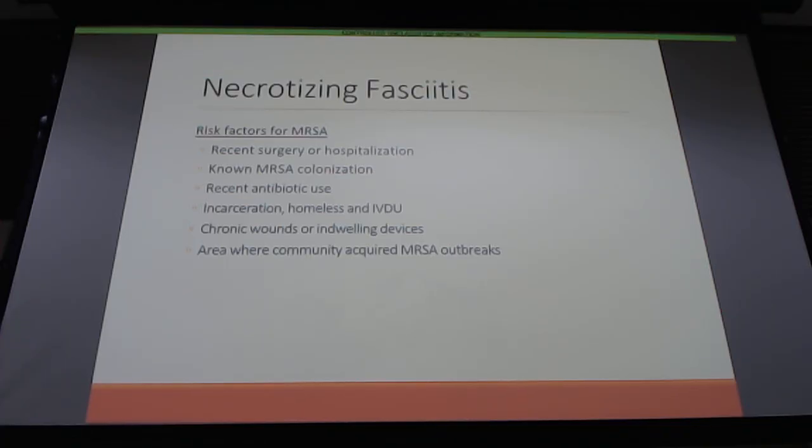So look at some of the other folks that are really at risk, right? You have the incarcerated folks, you have homeless folks, and you have the IV drug users. Okay? Those populations are high risk for necrotizing fasciitis, right? More so because of the MRSA issue for them. If you have chronic wounds, some people, you'll see that they always have little open sores on their bodies. Some people are MRSA carriers.